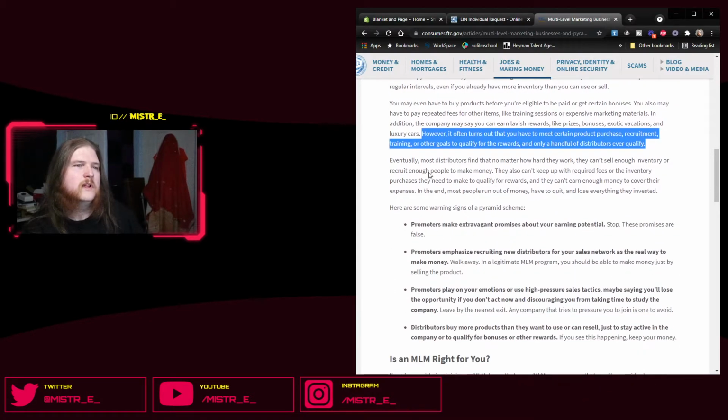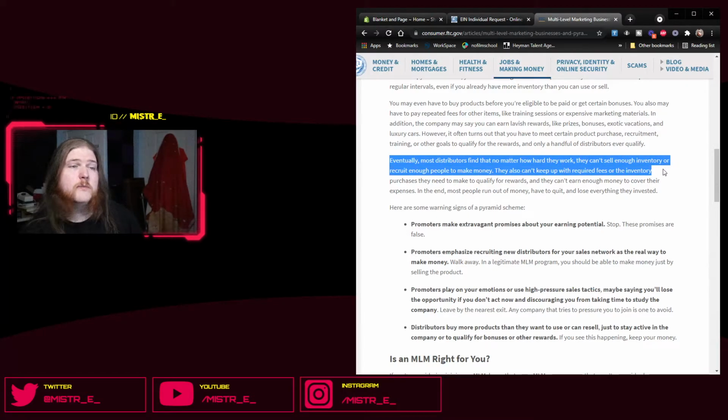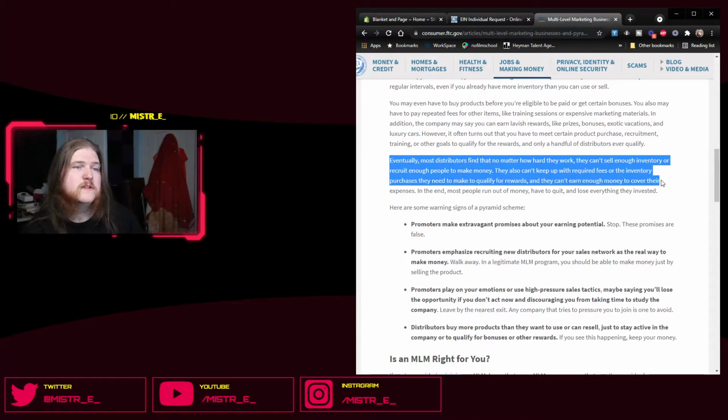But then they also say, eventually, most distributors find that no matter how hard they work, they can't sell enough inventory or recruit enough people to make money. You're not going to make it. And when we go over the financial statement, you'll see you're not going to make money. They also can't keep up with the required fees or the inventory purchases they need to make to qualify for the rewards, so they lose the rewards and lose all the bonuses. Even if they worked real hard and earned enough to get it, suddenly they're no longer eligible because they drop below the required level. And they can't even earn enough money to cover their expenses.